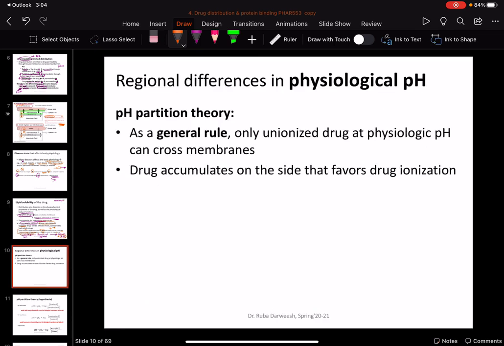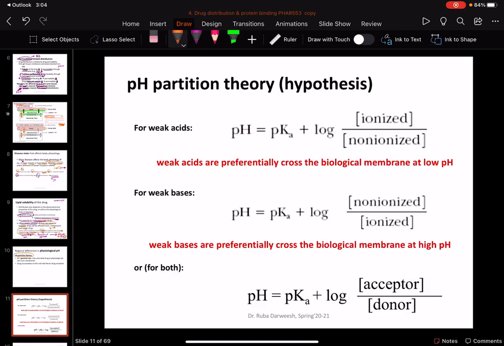Okay? For the regional differences and the physiological pH, we know this as the pH partition theory, the Henderson-Hasselbalch equation, and everything related to the ionization of the drug, either weak acids or weak bases. To have more of the non-ionized form, in this case for the acids, the lower part of the equation, this will be preferred at lower pH, if we are talking about only one side of the membrane. The bases would be the opposite, preferred at higher pH.